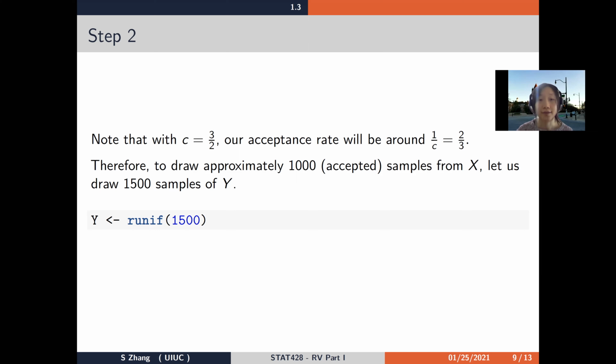Note that in this case, when c is equal to 3/2, our theoretical acceptance rate for the procedure will be the reciprocal, which is equal to 2/3. Therefore, to draw approximately 1,000 accepted samples of x, we probably need to draw about 1,500 samples of y, because 1/3 of them will get rejected approximately. This is implemented by y equals runif(1500). So this is drawing from the proposal distribution. The y's will be the samples we get in step 2, which is from the proposal distribution.